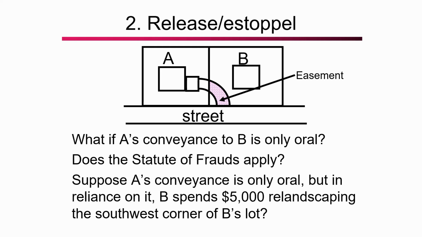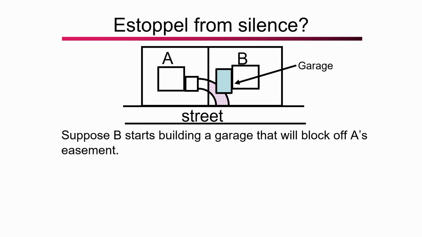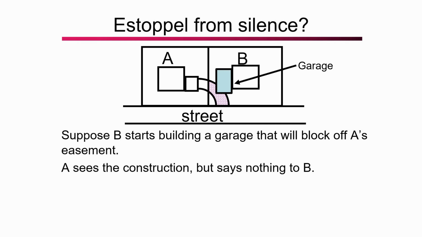Now, there's a big difference between estoppel arising from words that someone says and an estoppel arising from silence. To illustrate that, let's again assume that A has a driveway easement over B's land, and B begins building a garage on B's lot that will partially block off A's driveway easement. And let's suppose that A sees this construction beginning, can see where the garage is going to be located, but says nothing about it to B, doesn't make any objection or complain about it.